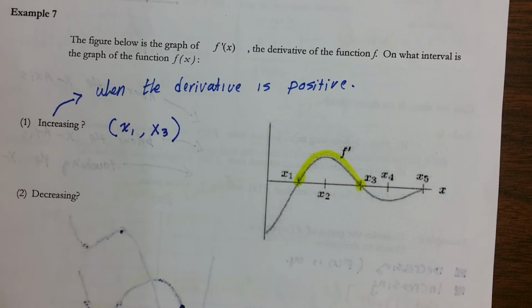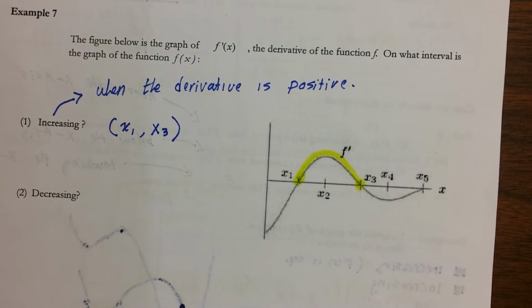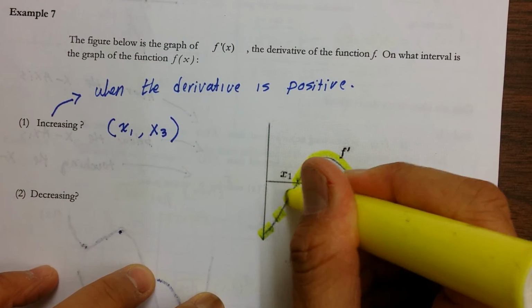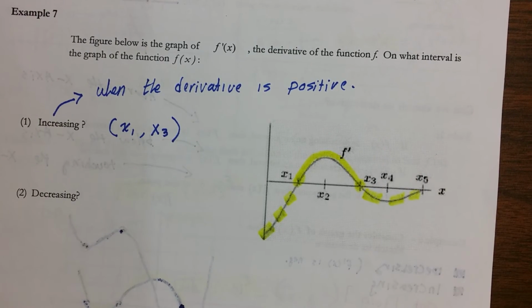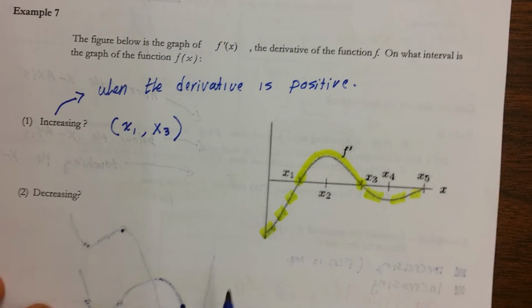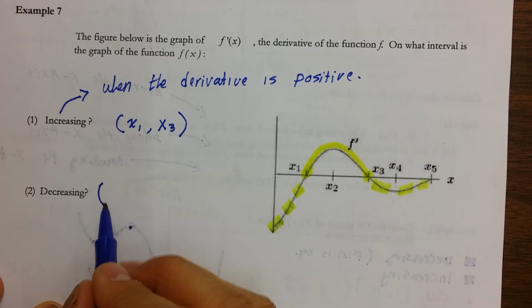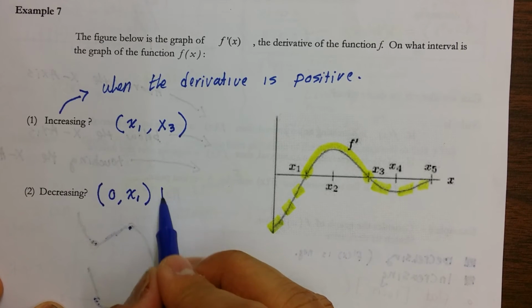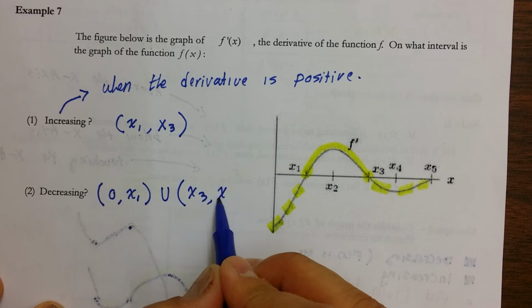Okay. The original graph is decreasing where the derivative is negative, right? So the derivative is negative there, and it's also negative there, right? So our original graph would be decreasing from 0 to x1 union with between x3 and x5.